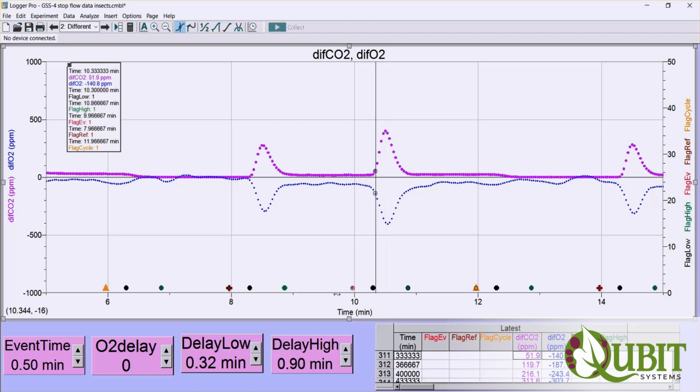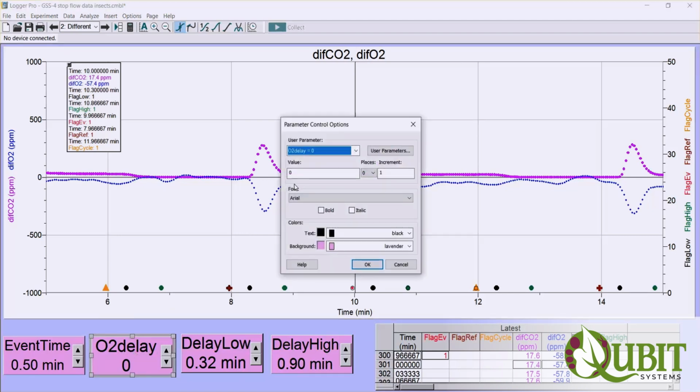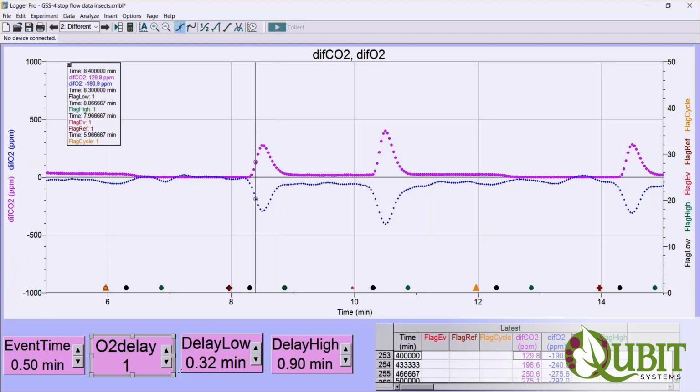So we need to go to O2 delay, and as with any of the user parameters, you can either double click on it and enter the value directly, or you can use these arrows to go up and down to make changes. So I've adjusted O2 delay to 1, and now you can see my peaks are aligned.